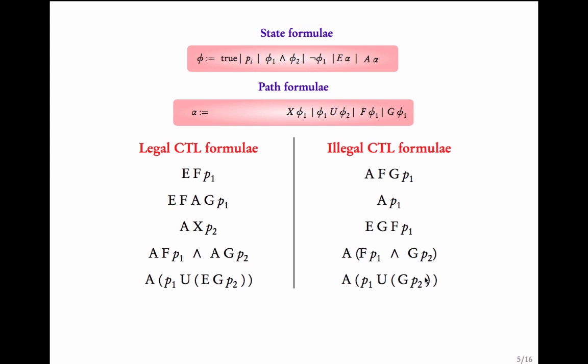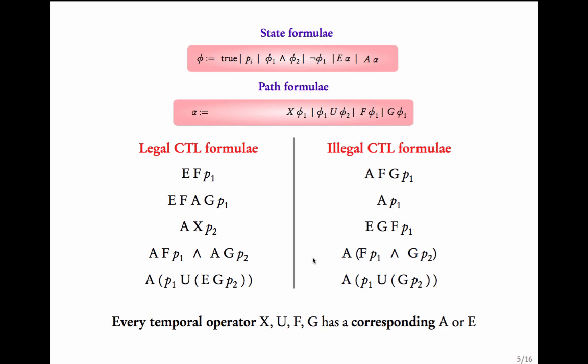However, this cannot be a legal CTL formula because this is P1 until GP2. So A alpha, phi 1 is P1. Can GP2 be derived as a state formula? No. Since the state formula cannot start with G, this is not a legal CTL formula.